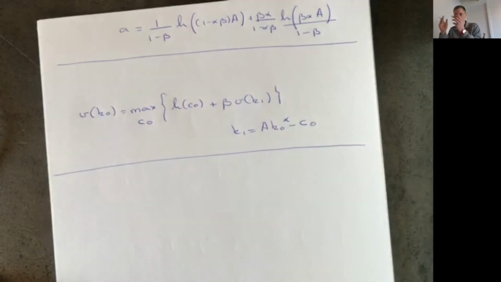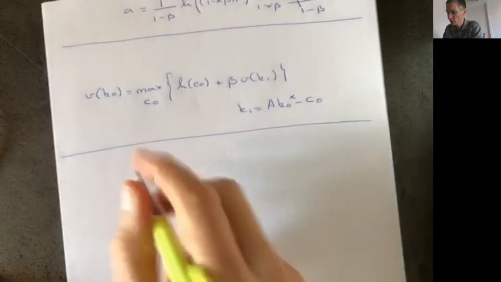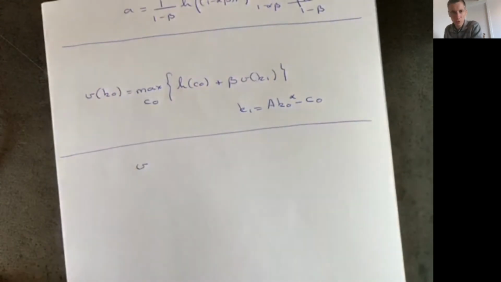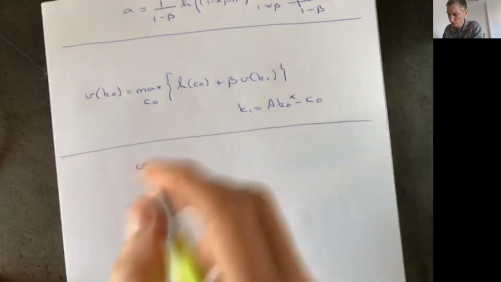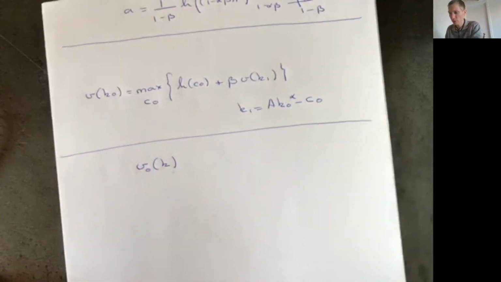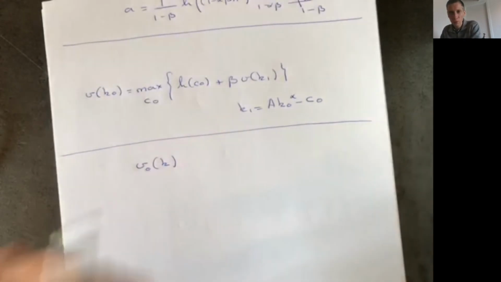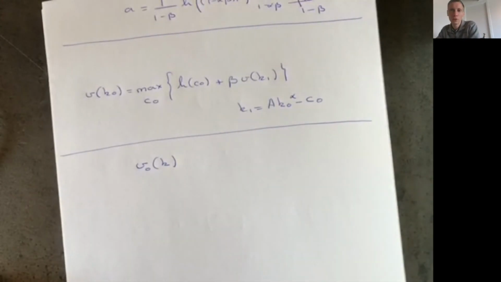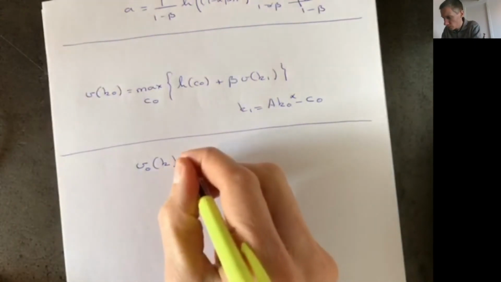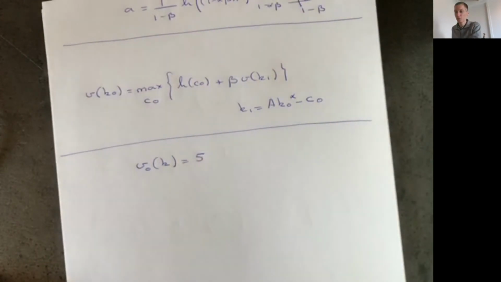So anyway, what we can do is make some kind of guess. Let's make an initial guess, and let's call this initial guess V0. V0 is a function of K. This is my initial guess for this value function. For example, it could be the constant function, or a linear function, or some quadratic function. I don't really care, I just make a certain guess. For example, my initial guess is 5 independent of K, so it's just a constant function.